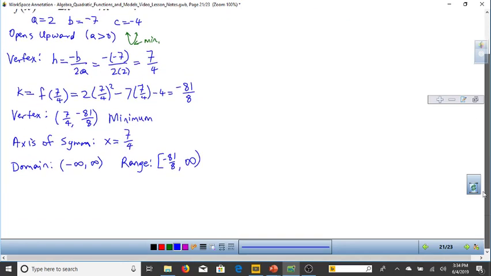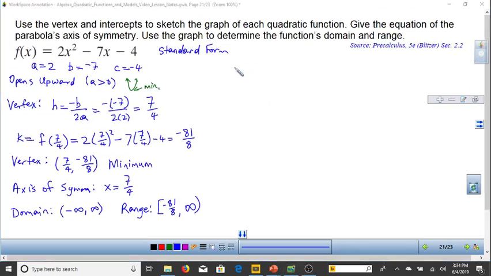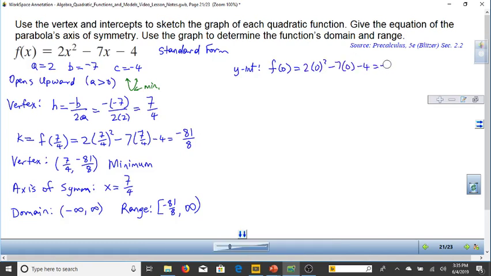Now let's talk a little bit about our y and x intercepts. So to find my y-intercept, I'm going to do f of 0, and as you can see, that will work out pretty simply to be negative 4. So my y-intercept is 0, comma, negative 4.